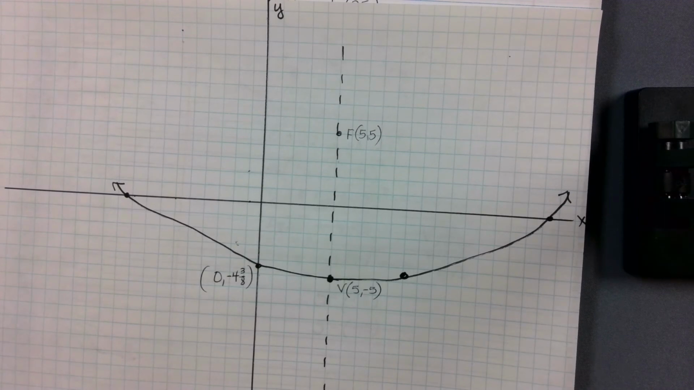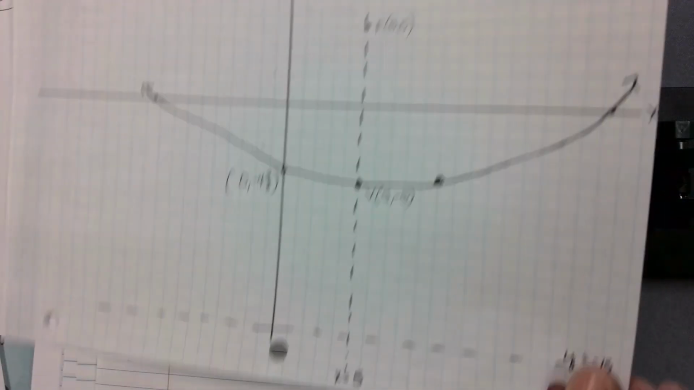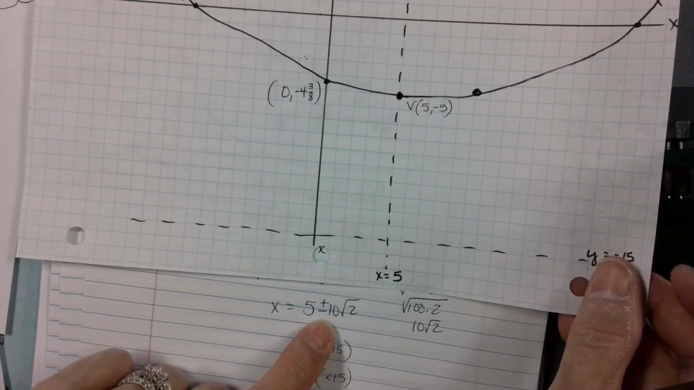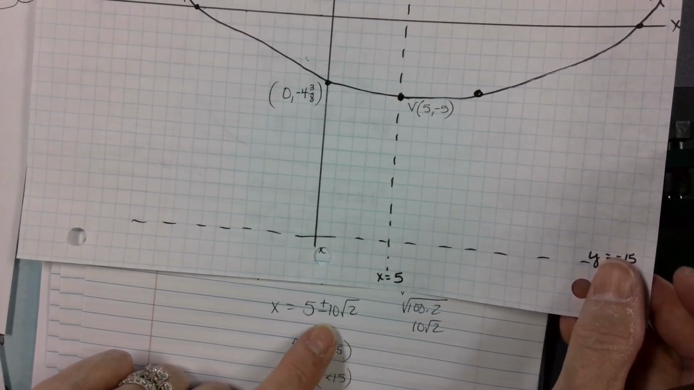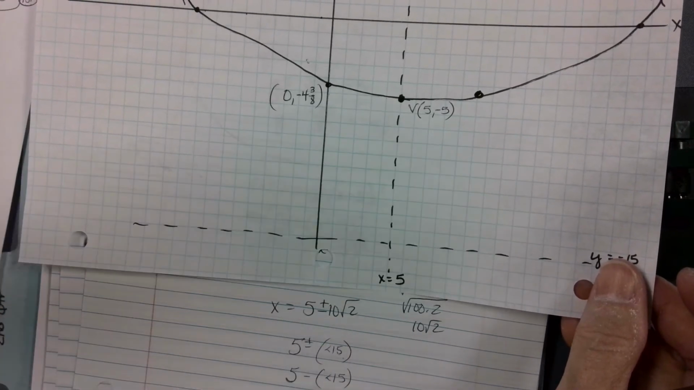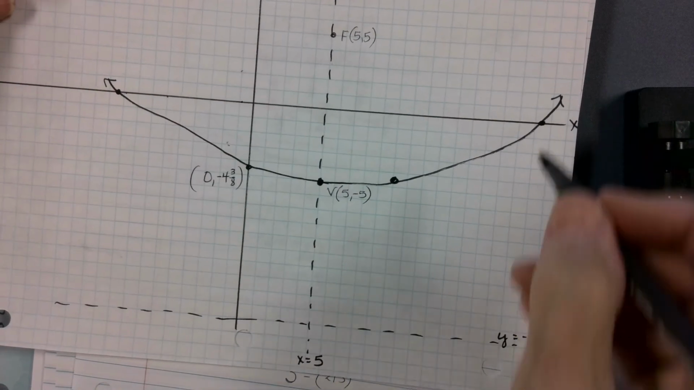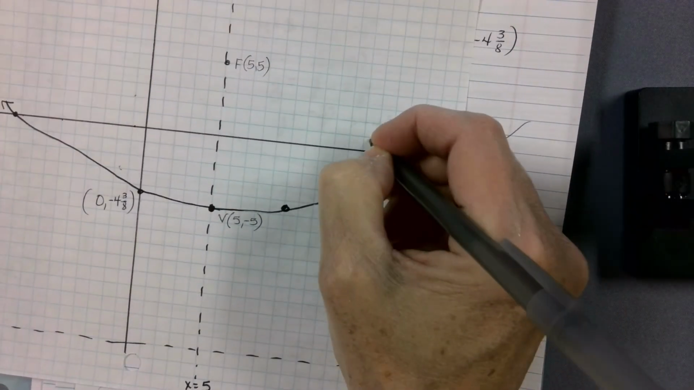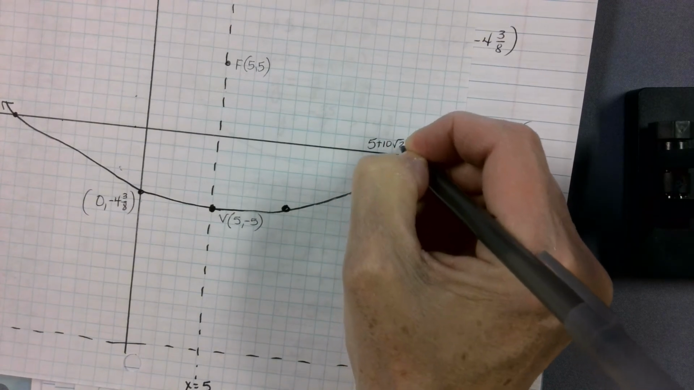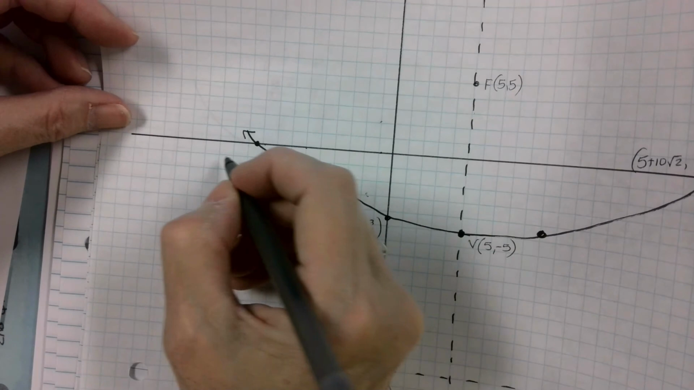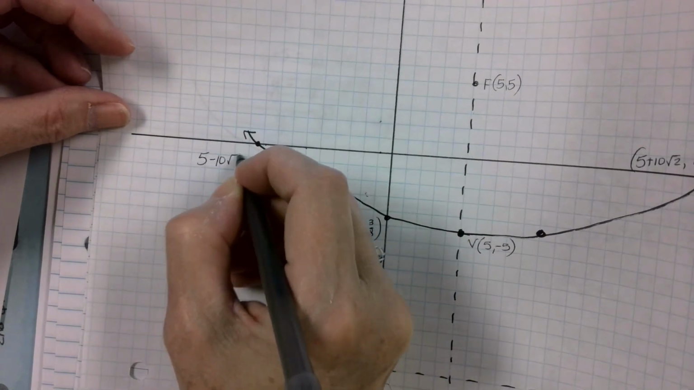Now, the only reason I really want this form of it right here is because I need to label my points, right? So I do want this form, but it's easier for me to think of it when I'm trying to figure out where the point goes. I just leave it as square root of 200. So this right here is going to be 5 plus 10 times the square root of 2, 0. And this one's going to be 5 minus 10 times the square root of 2, 0.